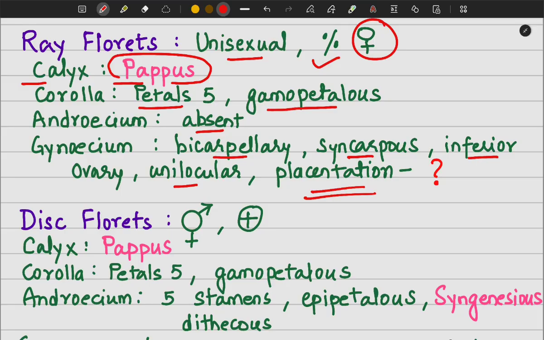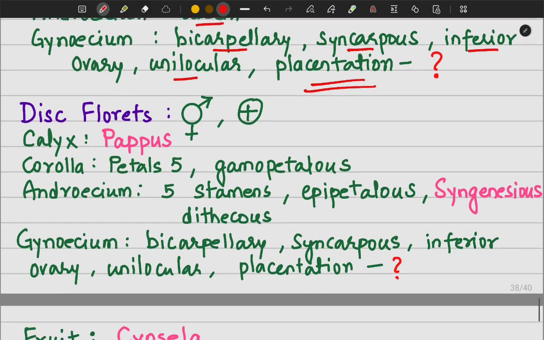Please try to recollect. We studied different types of placentations, and in one of the placentations the example was sunflower. So remember, and if you try to find out, write down the answer in the comments below. What kind of placentation is found in sunflower? Moving on to the disc florets.